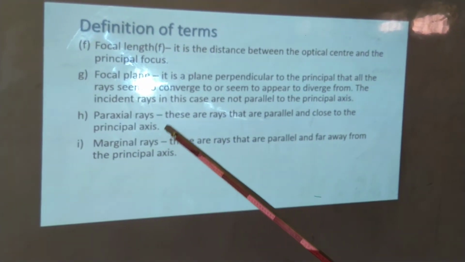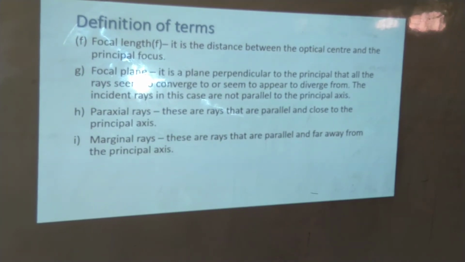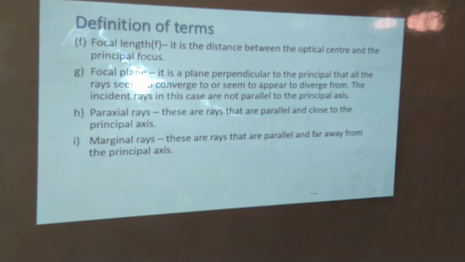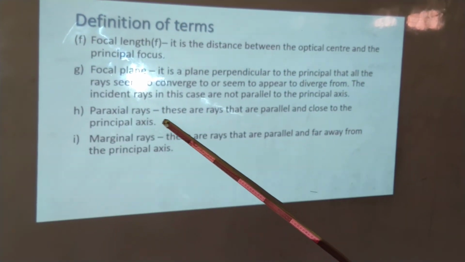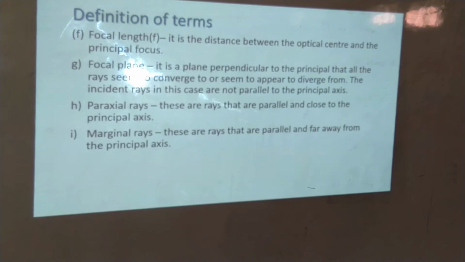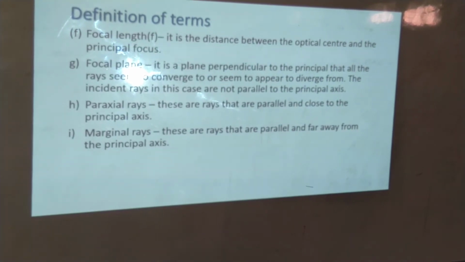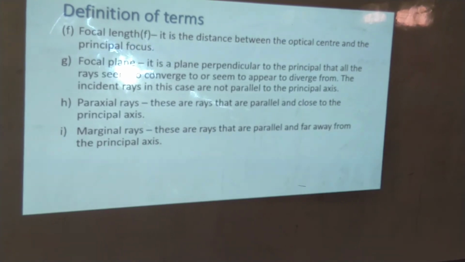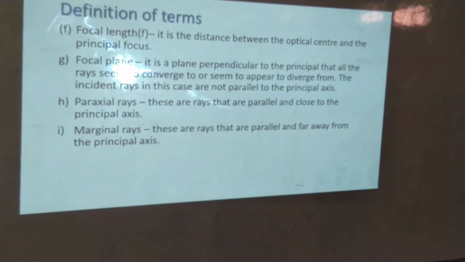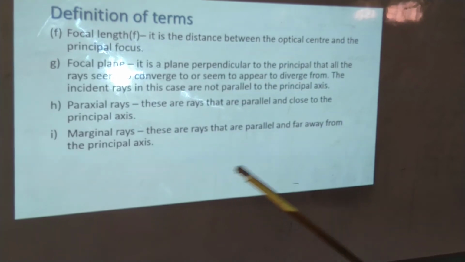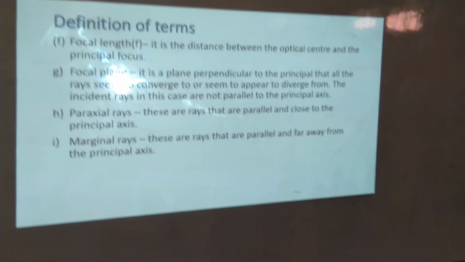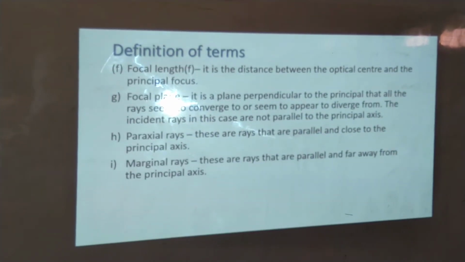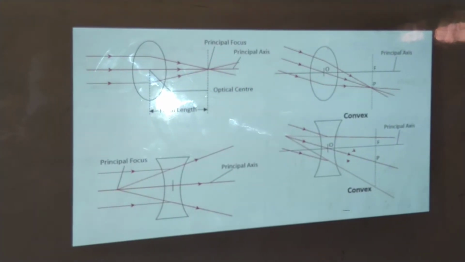The incident rays in this case are not parallel to the principal axis. Then we have paraxial rays. These are rays that are parallel and close to the principal axis. Then lastly we have the marginal rays. These are rays that are parallel and far away from the principal axis. Those are the terms that are used in thin lenses.